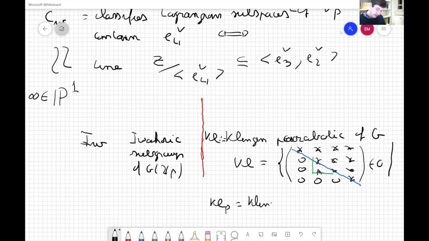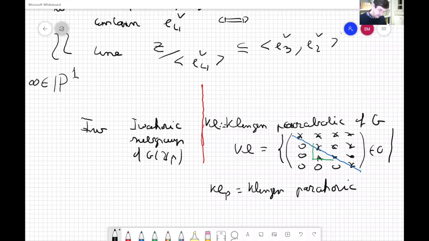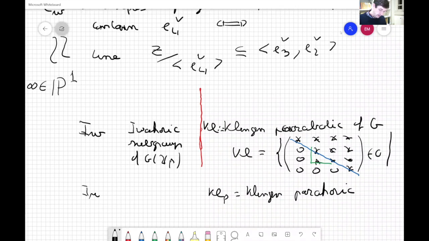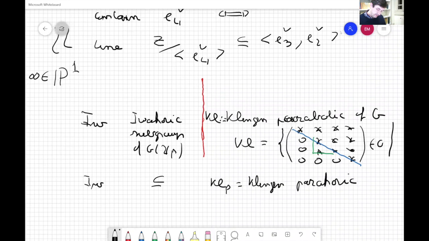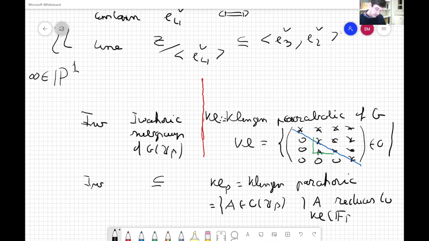And the group that we work with is actually the Klingen parahoric subgroup that contains then the Iwahori subgroup. These are matrices in GZp such that A reduces to matrices in the Klingen parabolic modulo p.